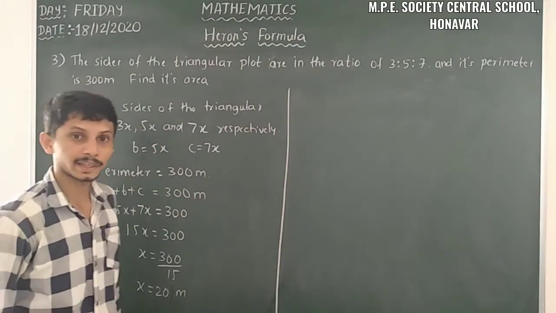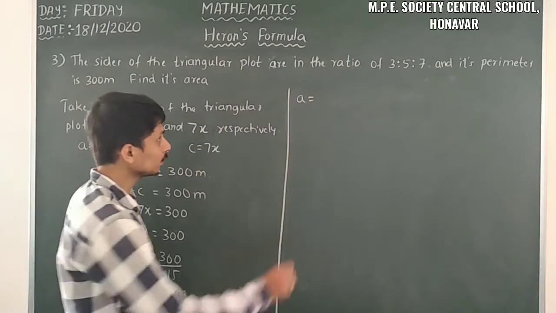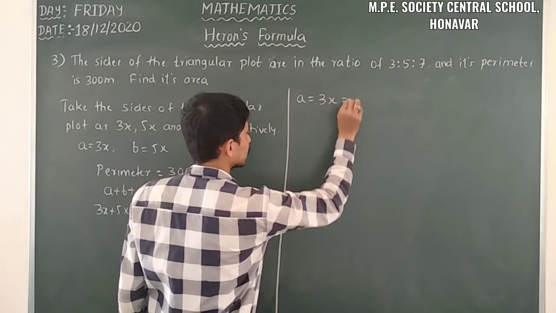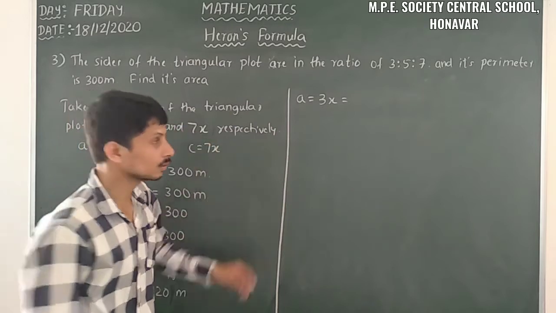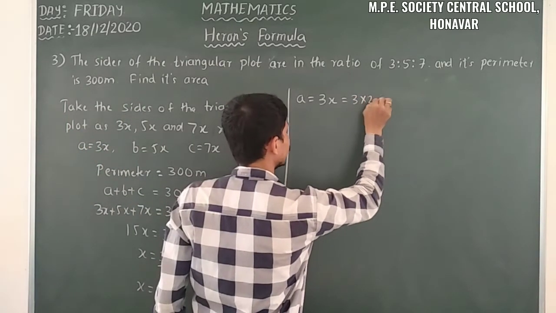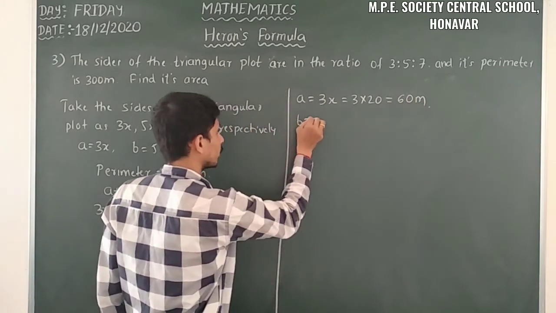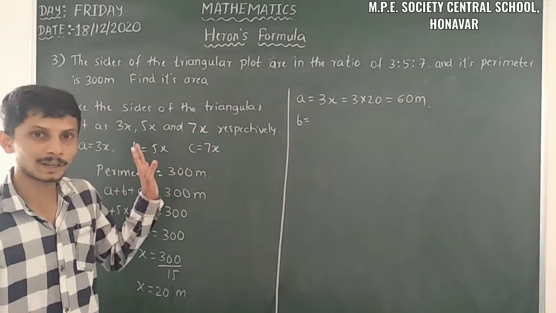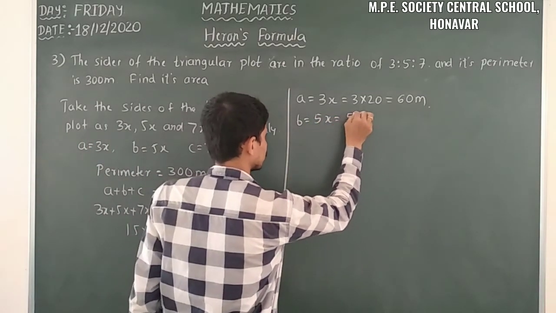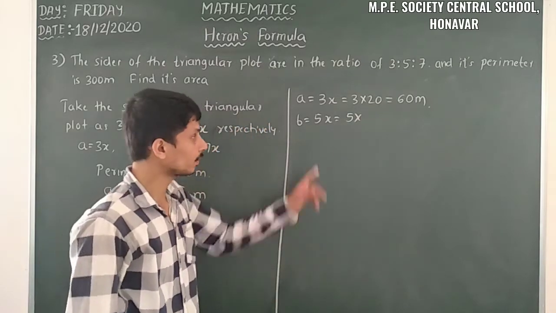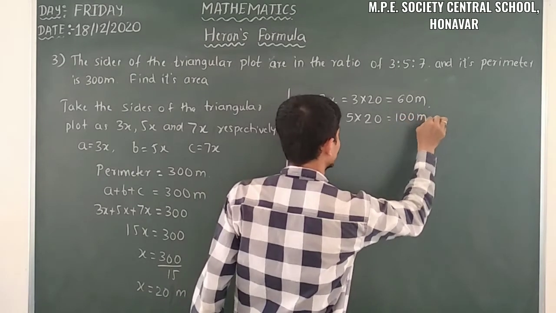So let us take the value of A, which is 3x. Let us substitute the value of x here in 3x. So it is 3 into 20 is equal to 60 meter. And when we take the value of B, which is 5x, let us insert the value of x here. The value of x is 20, so 5 into 20 is equal to 100 meter.